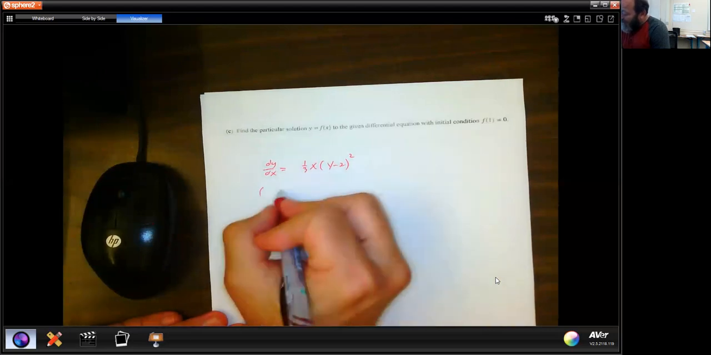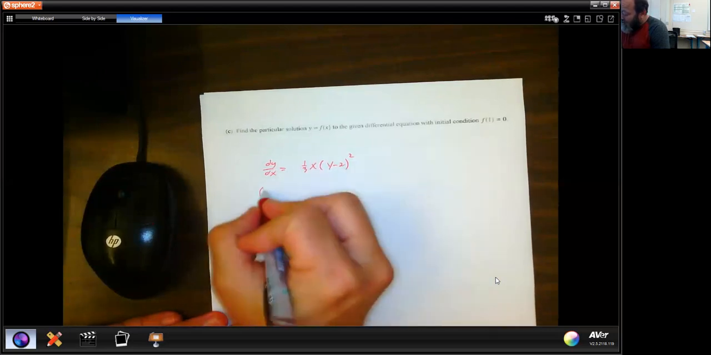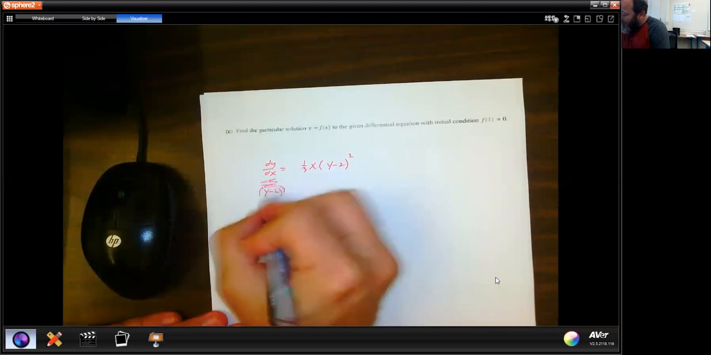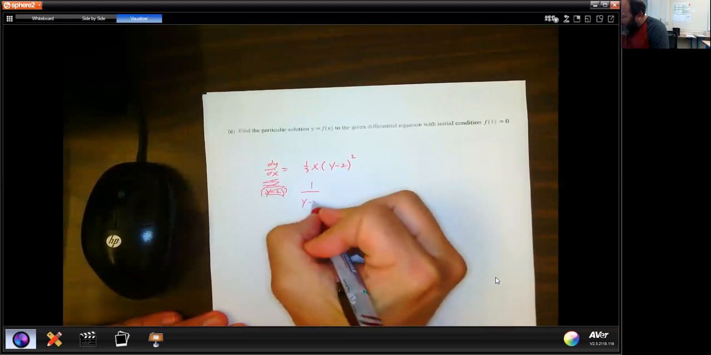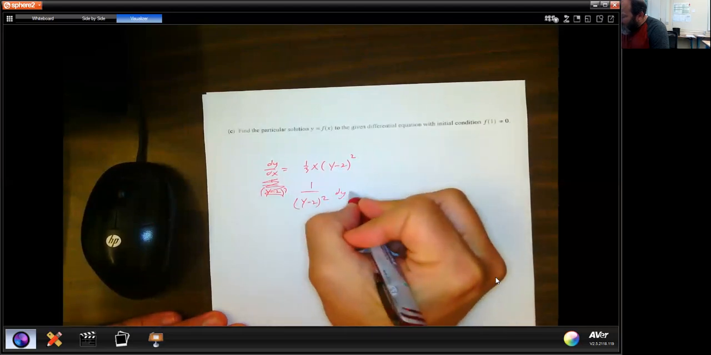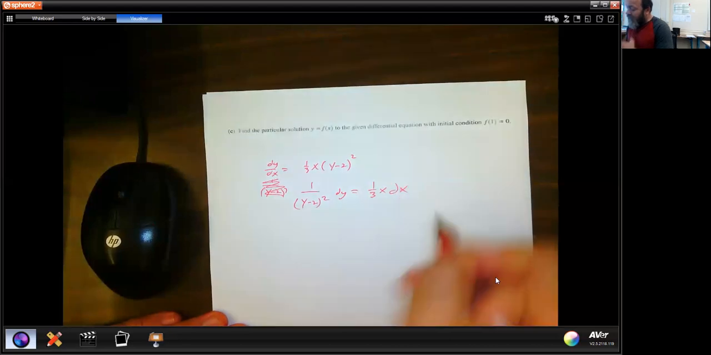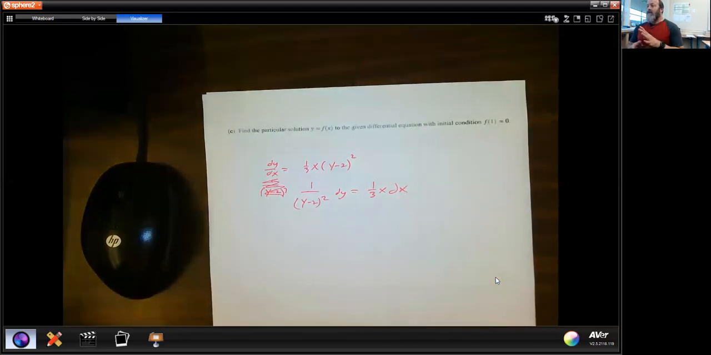So I'm going to divide this (y minus 2) squared to the other side. So I've got 1 over (y minus 2) squared dy, and I'm going to move this dx up here to this other side. Now, that actually is just a case of being able to separate those variables.